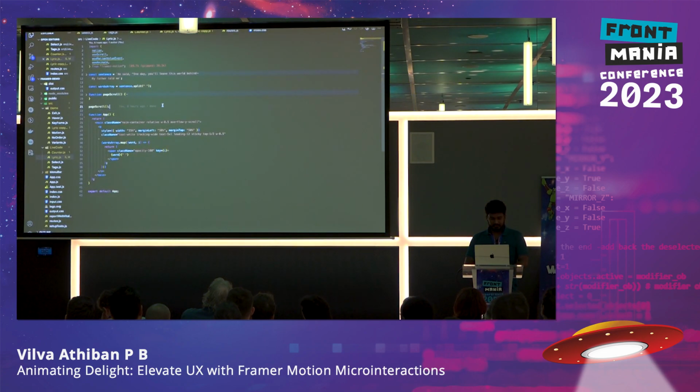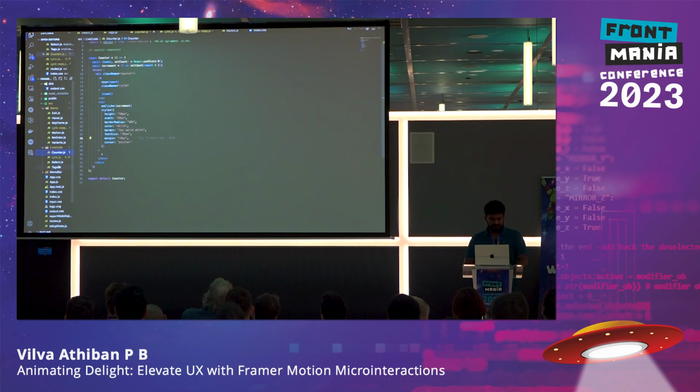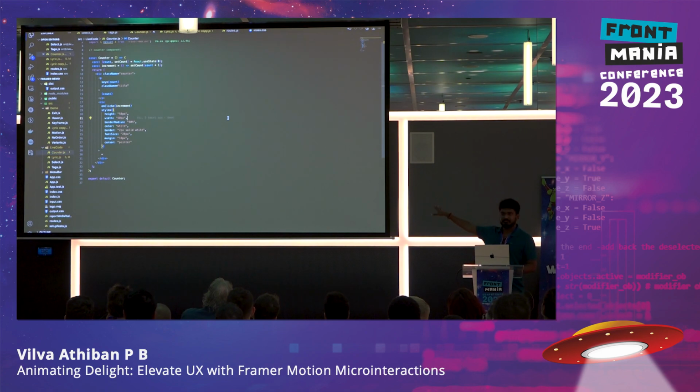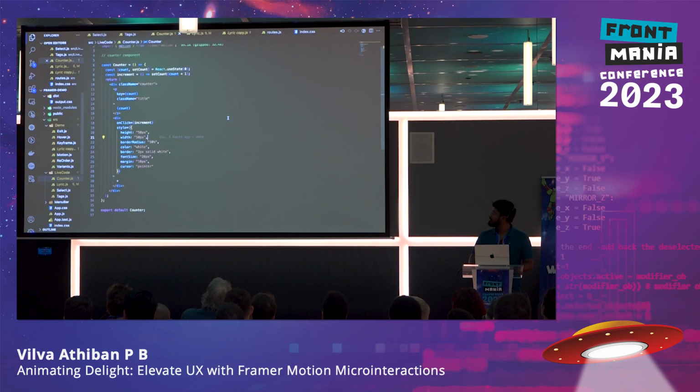Now let's get into code. Let's start with a basic example. Is the screen visible or should I zoom in? People at back? Is it good?